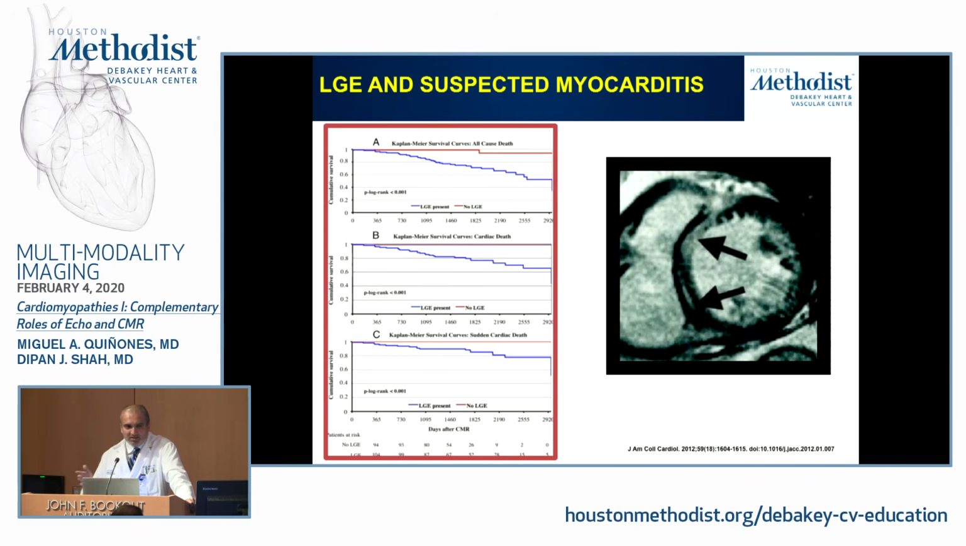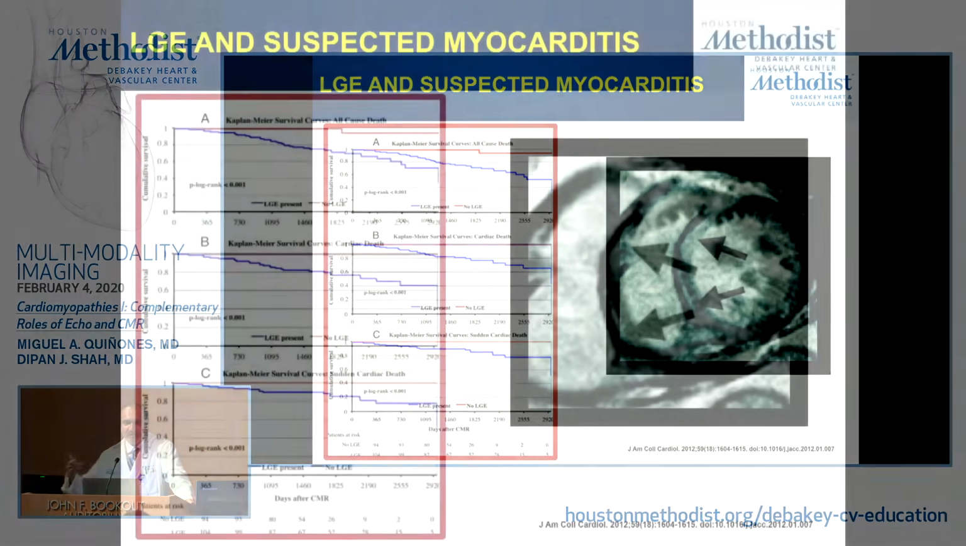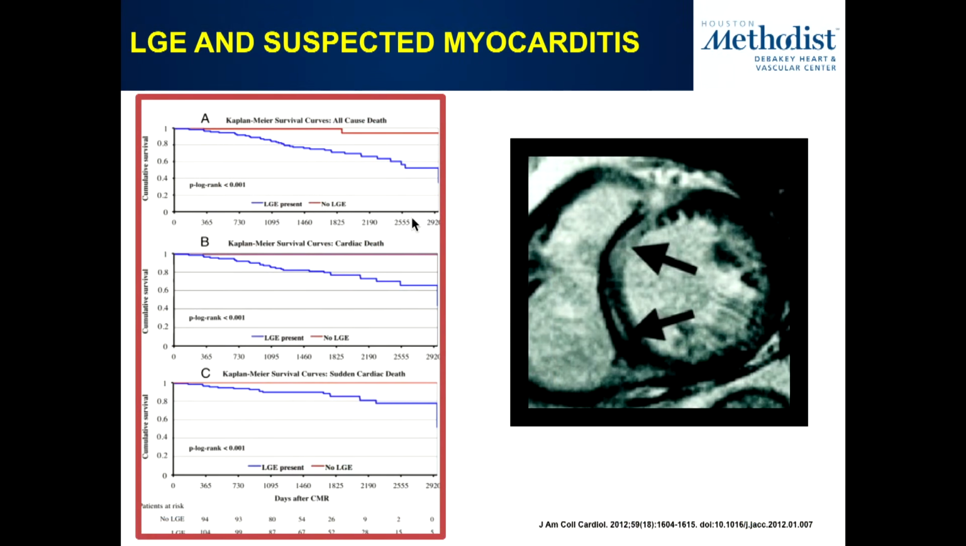And then lastly, when they followed these patients up, those patients that presented with suspected myocarditis but had no evidence of LGE on CMR had a very good prognosis, as is shown in the red line, whereas those who had any evidence of LGE showed a worse prognosis with regard to all-cause mortality, sudden cardiac death, as well as cardiovascular death.